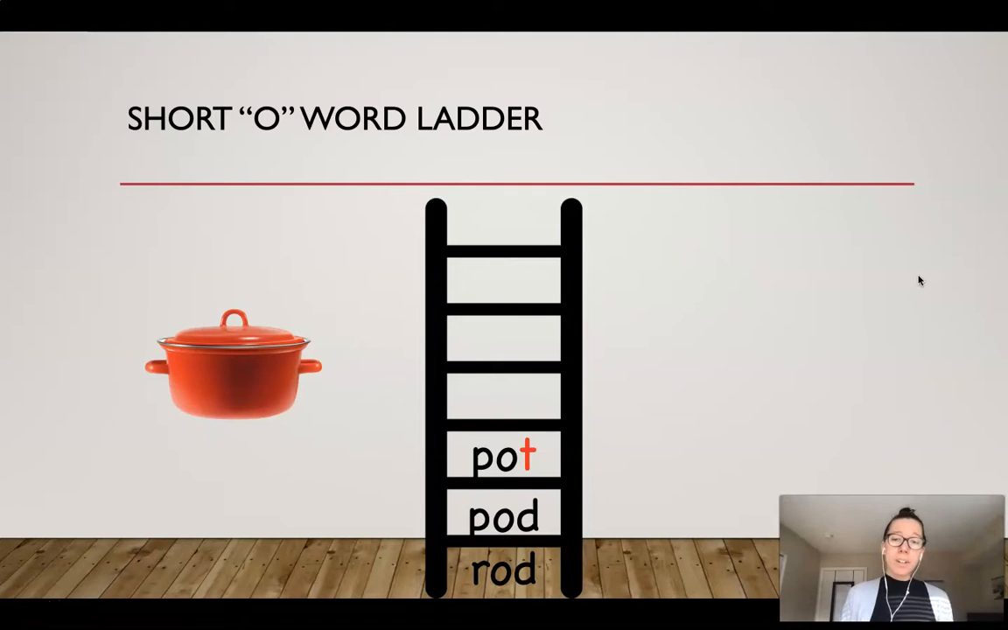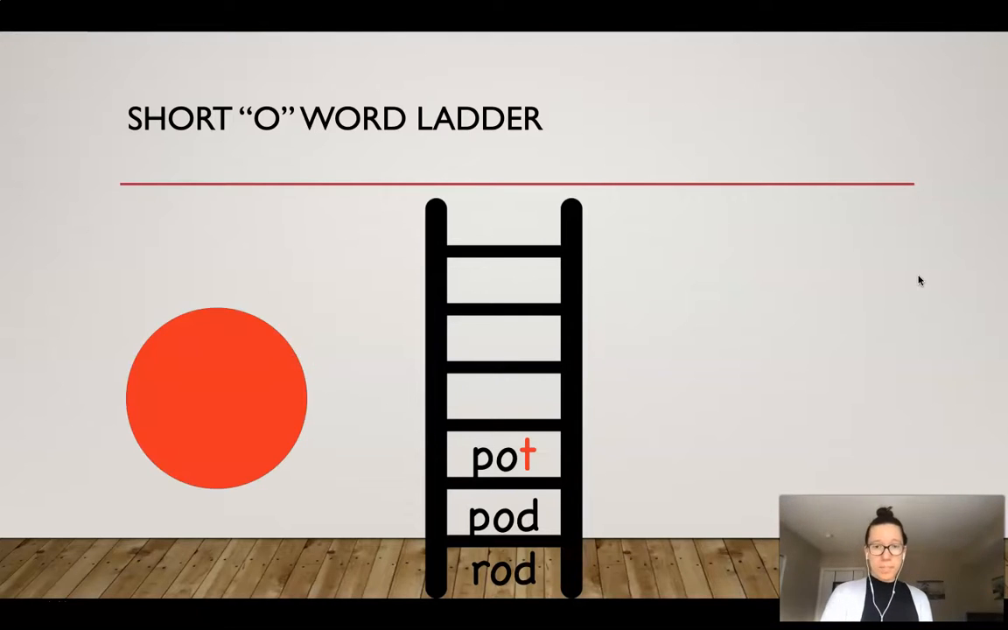This is only different from the word pod because of that last letter. The P and the O stayed the same. Just like in the words rod and pod, O-D stayed the same. This time, P and O stayed the same, and the final letter changed. You can see it marked in red. Let's do another one. Up next, we have a dot.